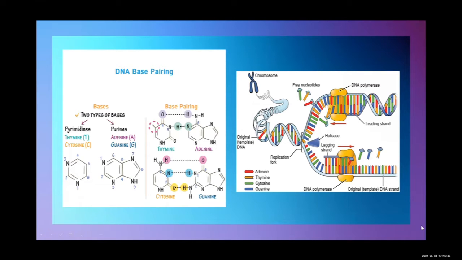So DNA base pairing, we have 2 types of base pairs. Our pyrimidines are our thymine and our cytosine, and our purines are our adenine and our guanine. And the base pairing bonds as shown here. Your O and your H and your N, bonding your thymine and your adenine. And in this case, your H and O, your N and H, and your O and H, bonding your cytosine and your guanine.